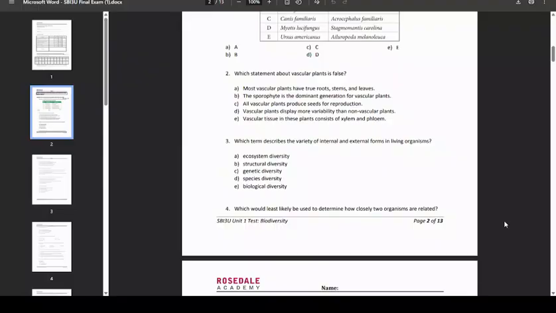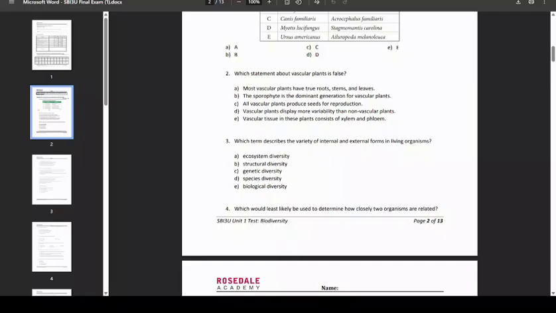Which statement about vascular plants is false? So we look at it. Most vascular plants have true roots, stems, and leaves. Okay, that is correct. The sporophyte is the dominant generation for vascular plants, and that's correct. And we look at C. All vascular plants produce seeds for reproduction. That is actually not true because ferns are vascular plants and they reproduce by spores, which is not seeds.